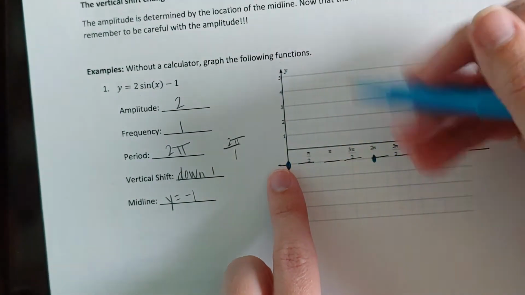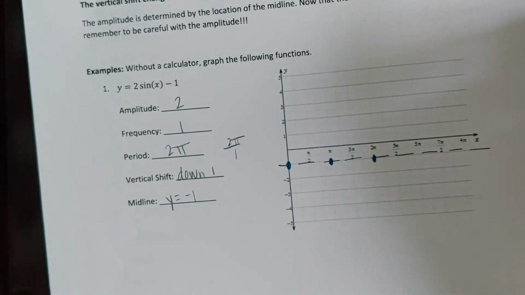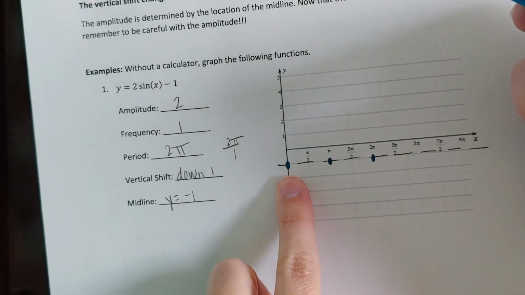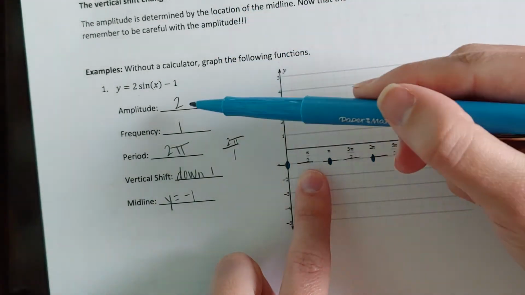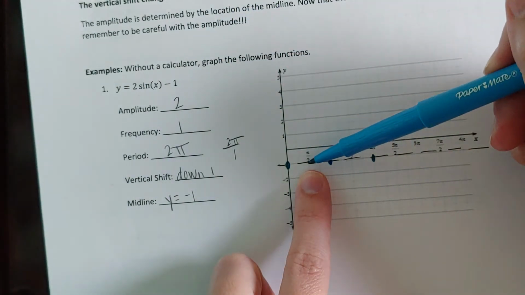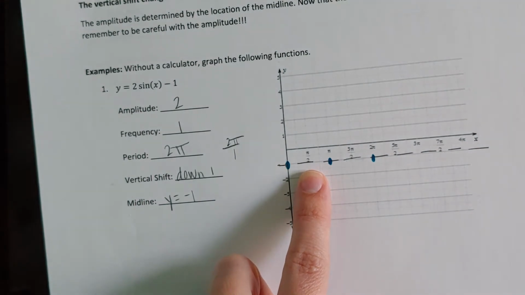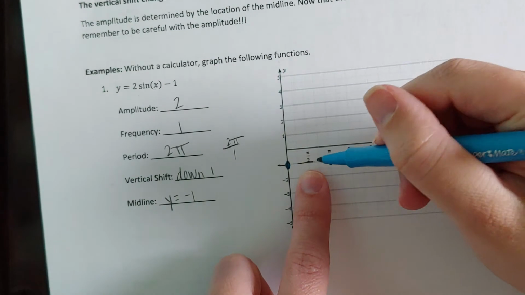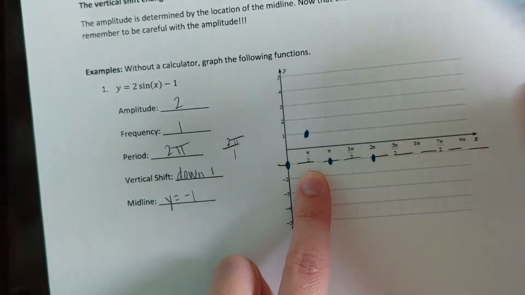The middle of 0 and 2 pi is pi. So at pi, it's going to cross its midline. In between the beginning and the middle, that middle point is where it's going to go up. Now the amplitude is 2, so it's going to go up 2 from the midline. It's not going to go up to the number 2. Okay, it goes up 2 from the midline. So if you're at -1 and you go up 2, you go 1, 2, that puts you at 1.